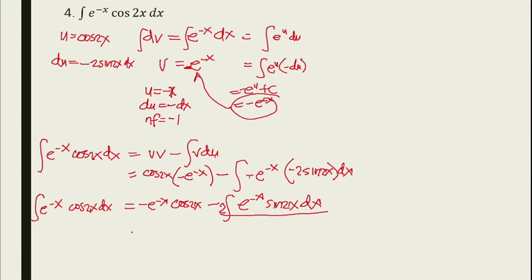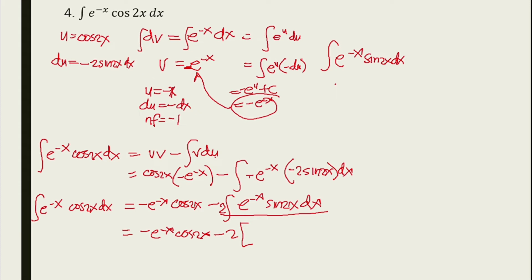We have to copy first this part, negative e raised to negative x cos 2x, which is 2, and the integration we have to fill in later. So we have to integrate first this part. So integrate e raised to negative x sine 2x dx. So in this case, what is our u?